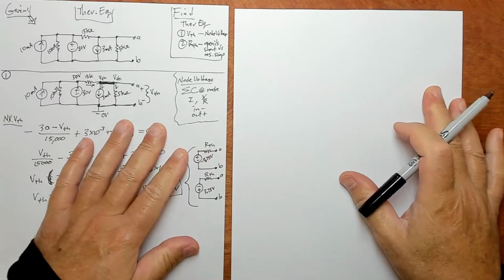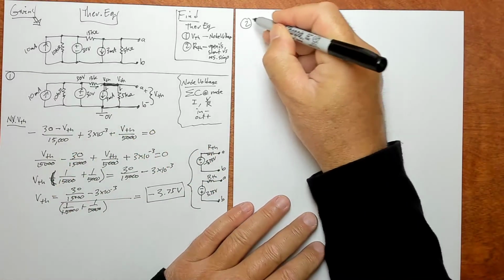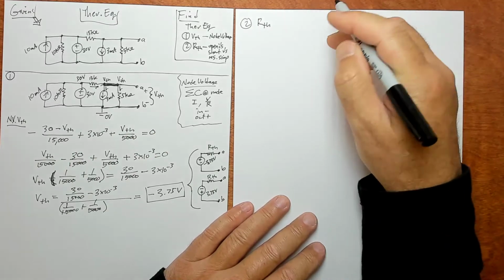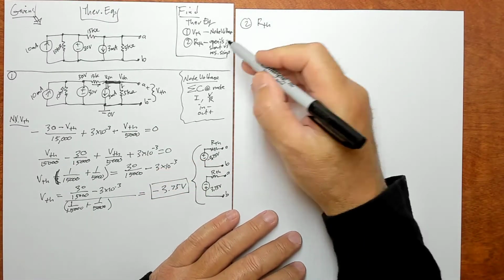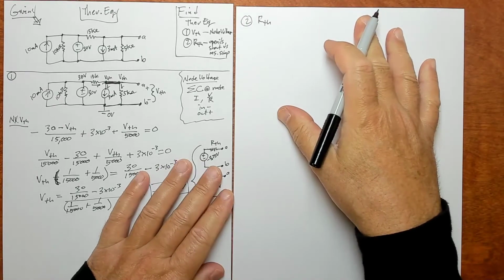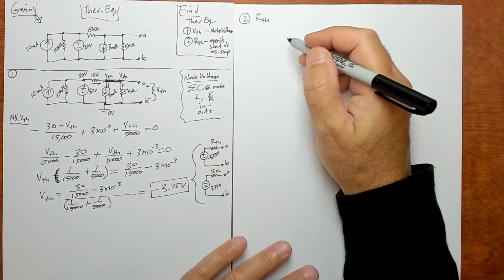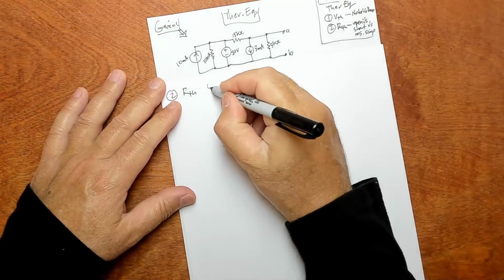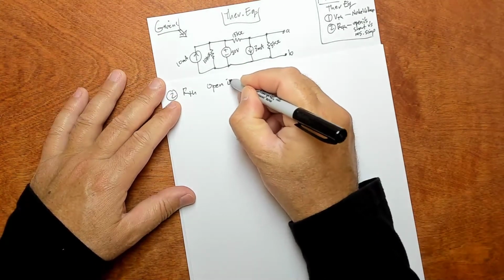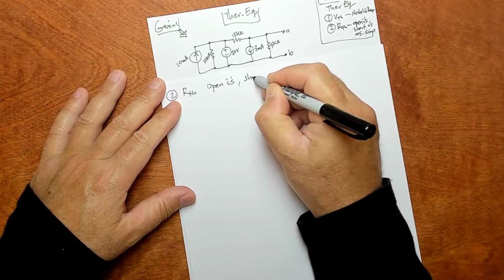In step two, we're going to find R-Thevenin, and here we're going to use this method: open the I's, short the V's, and then do resistor simplifications. Let's line it up like this. Let's take the original circuit and open the I's, that is, open the current sources, and then short the V's.